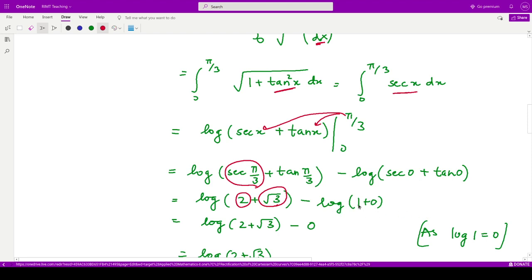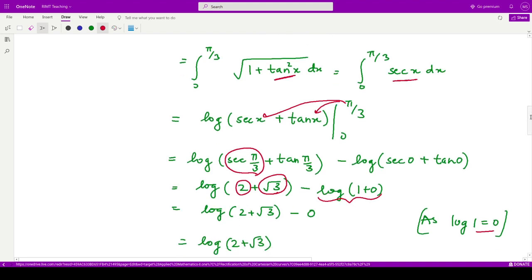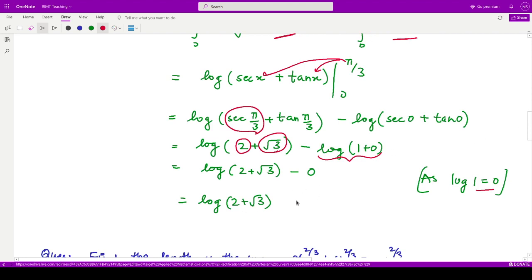And you know what is log 1? Log 1 is 0. So this term is 0, so we are only left with log of 2 plus square root 3. So this is our final answer. So this is the length of the given curve in the interval from 0 to pi by 3.